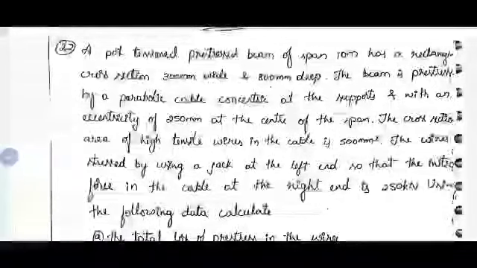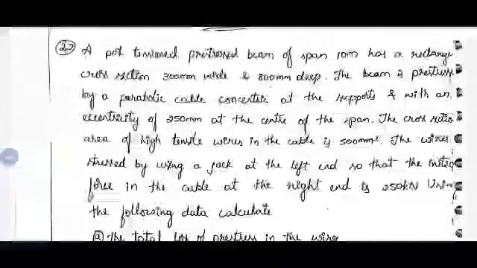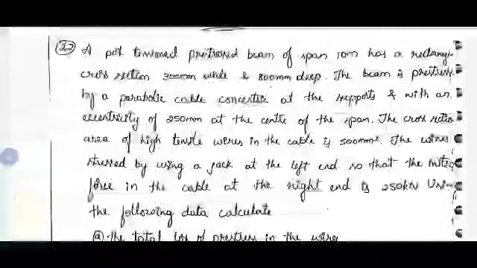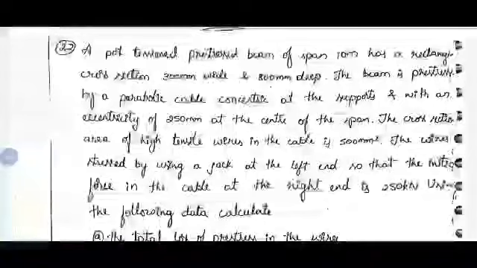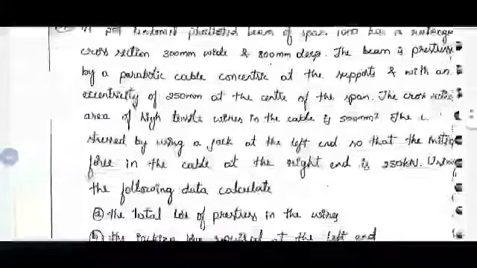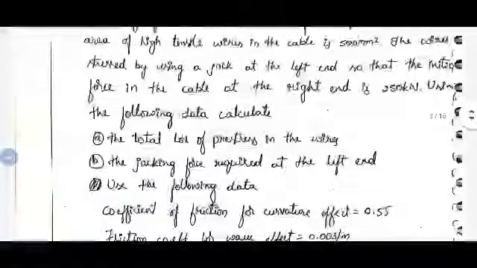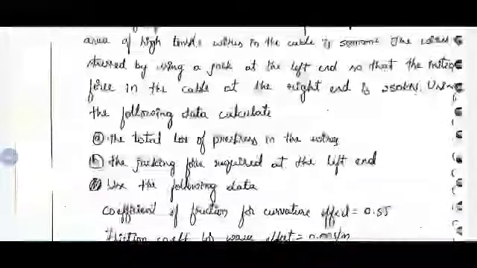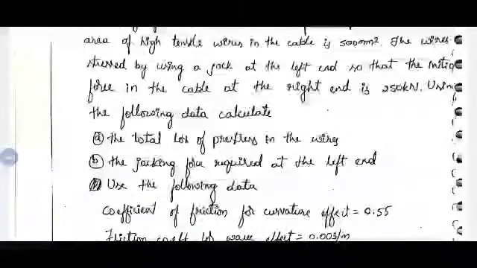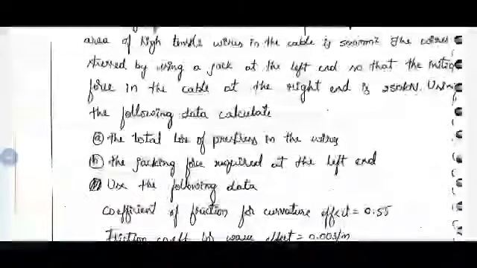The wires are stressed by using a jack at the left end, so that the initial force in the cable at the right end is 250 kilonewton. Using the following data, calculate the total loss of prestress in the wires and the jacking force required at the left end. These two things we need to calculate. Use the following data.